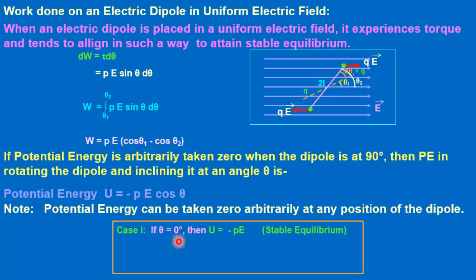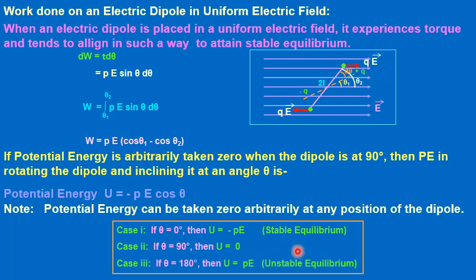Case 1, if theta is equal to 0, then U is equal to minus PE, that is stable equilibrium. If theta is equal to 90, then U is equal to 0. If theta is equal to 180, then U is equal to PE, unstable equilibrium.